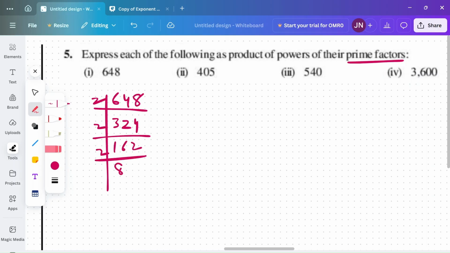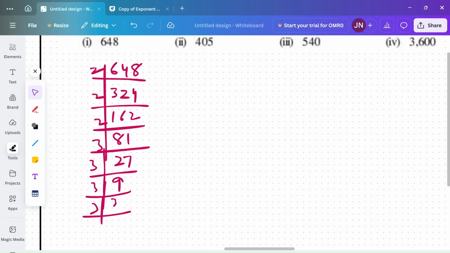So let's divide it. 8, 1. Now here we reach 3, 27, and then 1. So this we can write as 2 is 3 times, and then 3 is 4 times. Okay, so it is a product of the prime numbers in exponential form.